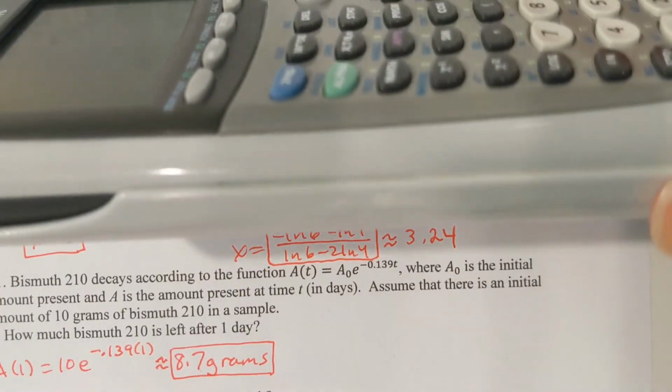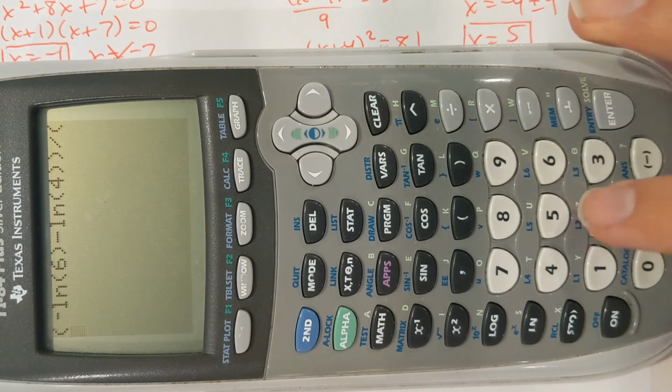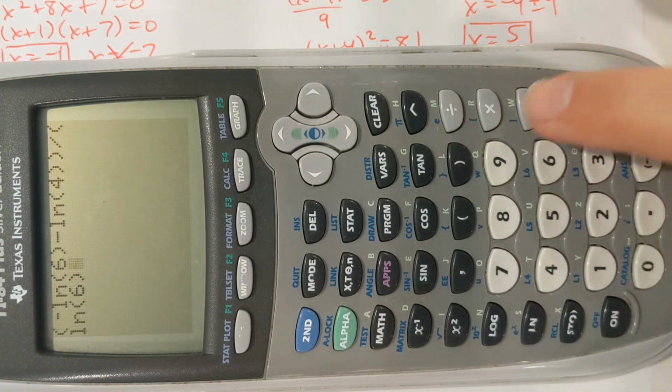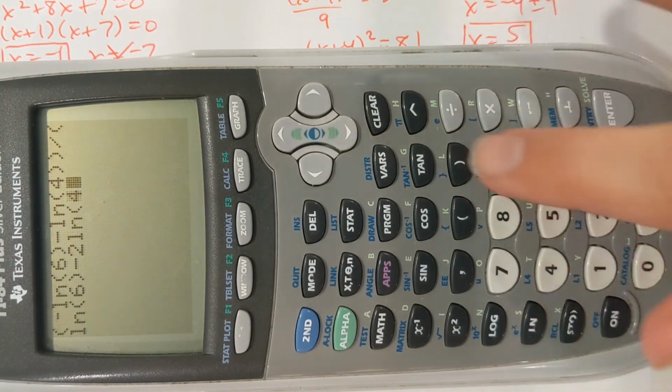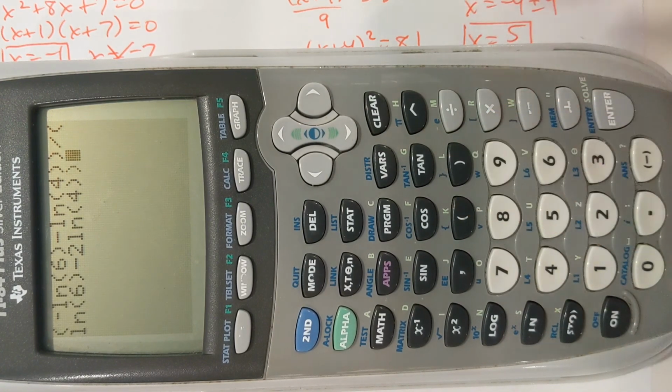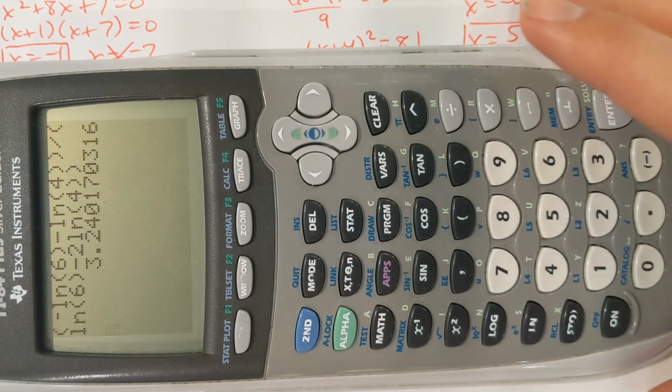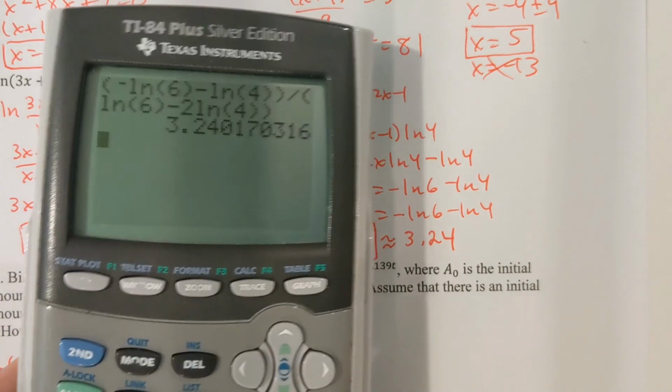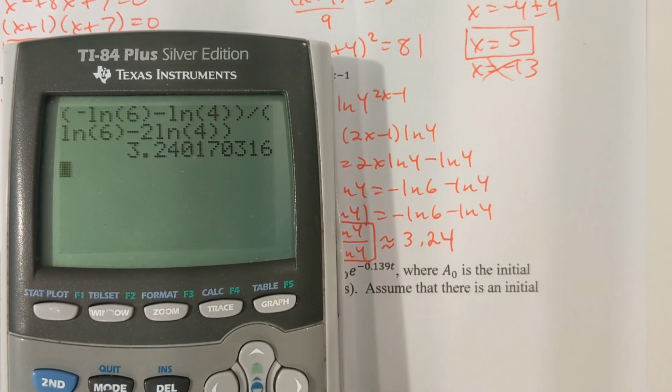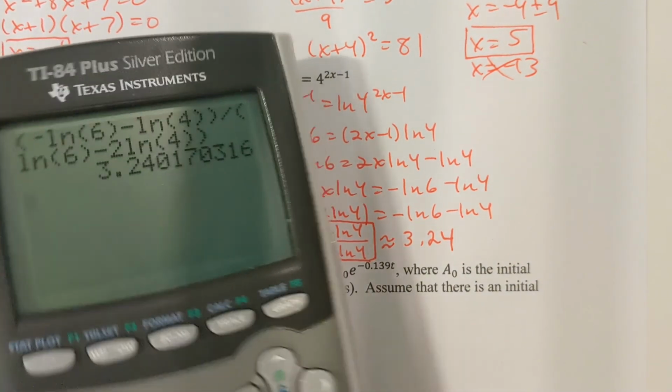We're dividing by ln 6 minus 2 ln 4. Okay, and hit enter. And I'm getting 3.24 roughly if you go nearest 2 digits on that.